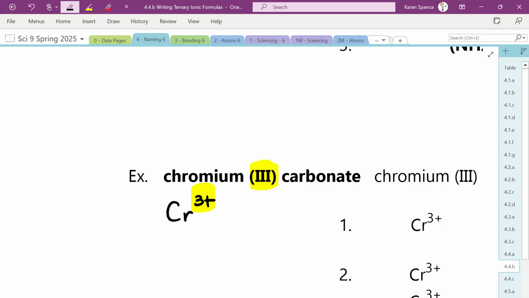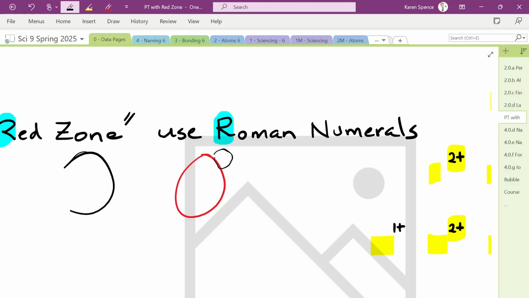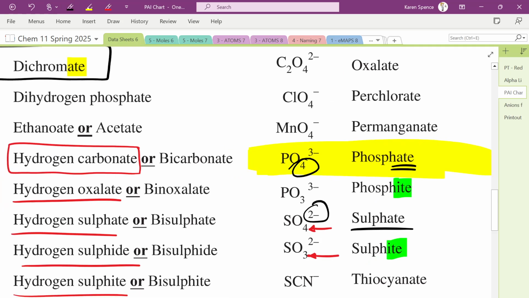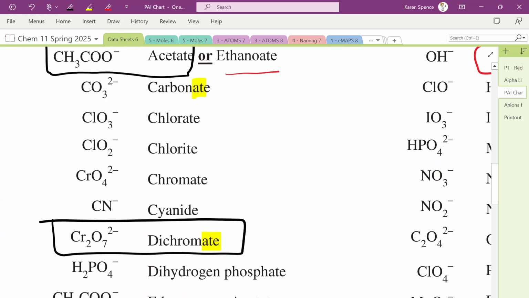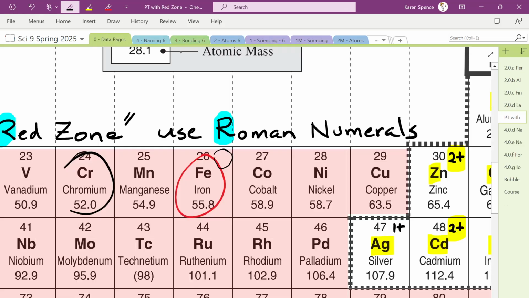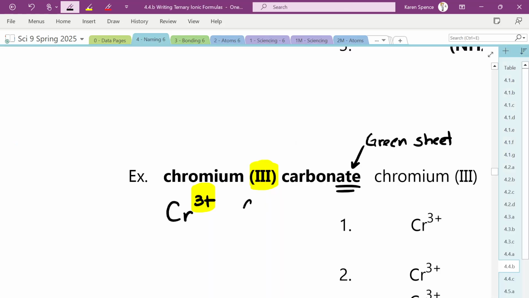Carbonate. You see that ate ending? That tells you it's on the green sheet. So go look on the green sheet. Carbonate under C, CO3 2 minus.